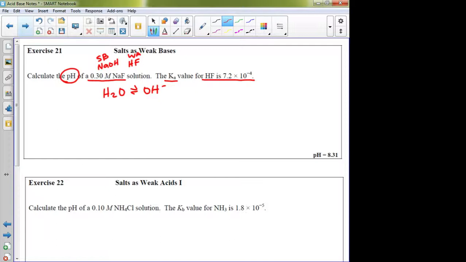I know that not only does strong win, strong is also a what? Spectator. So this sodium goes away. So my other reactant is F negative. And so my other product is HF. Good job.